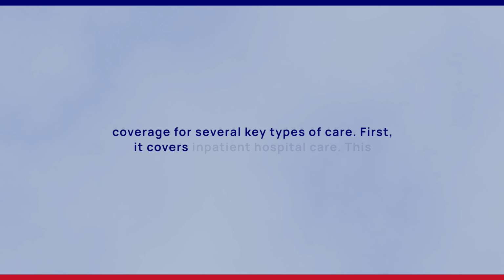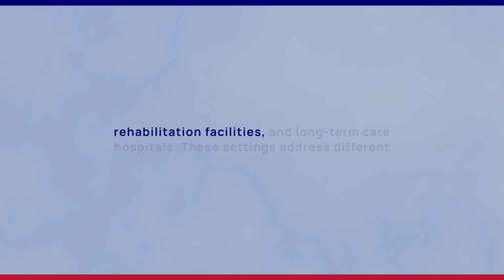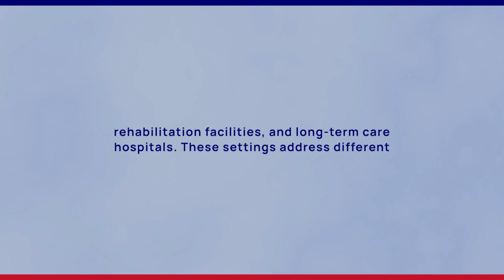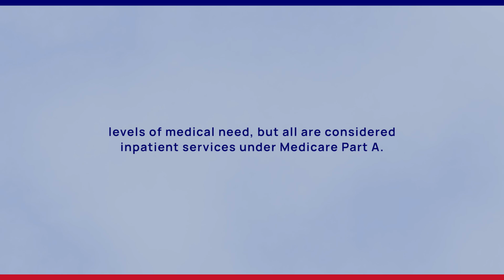First, it covers inpatient hospital care. This includes services provided in acute care hospitals, critical access hospitals, inpatient rehabilitation facilities, and long-term care hospitals. These settings address different levels of medical need, but all are considered inpatient services under Medicare Part A.